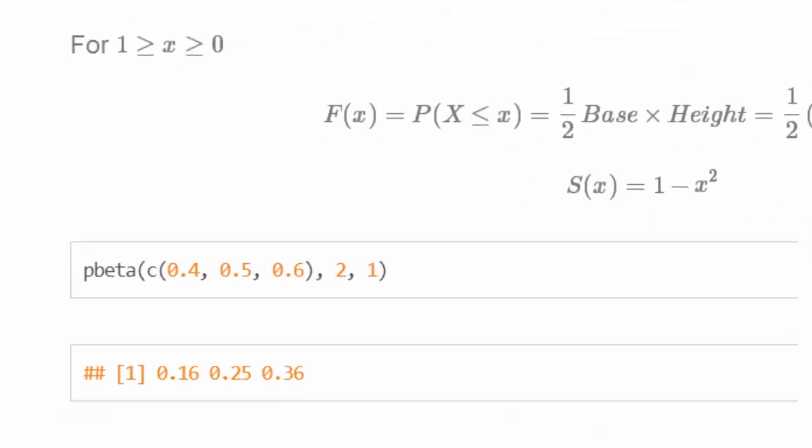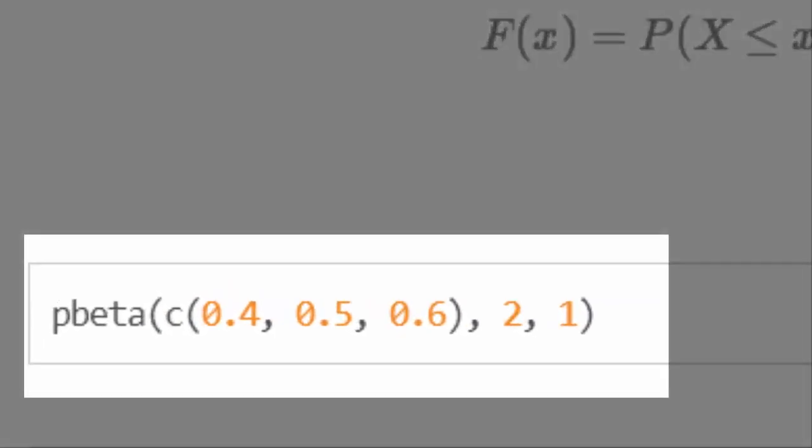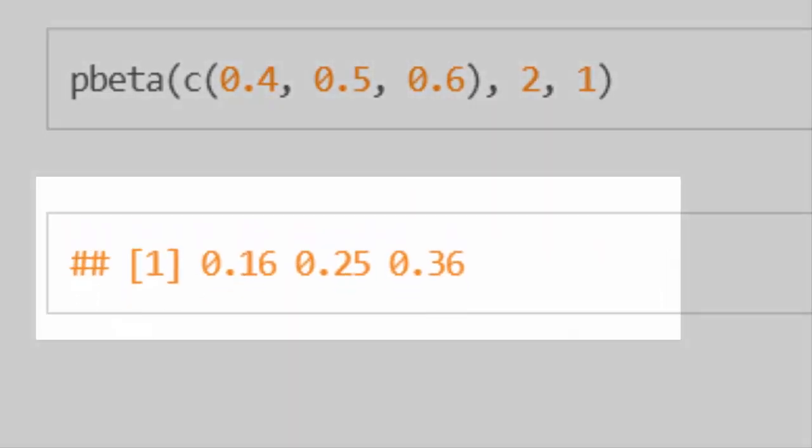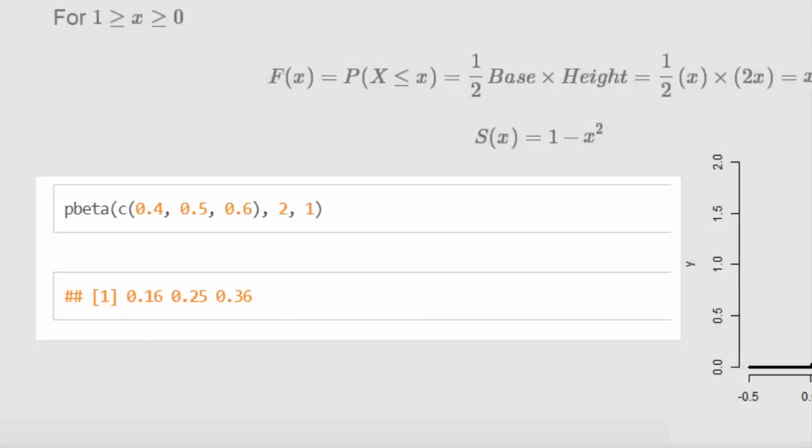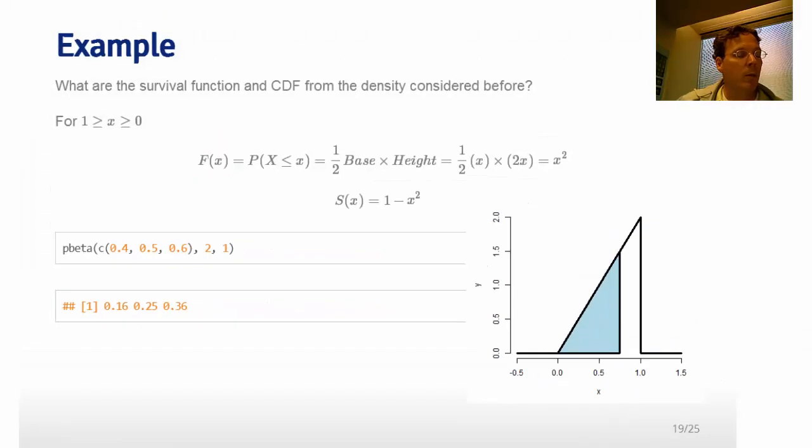Okay, so we see that here when we plug in pbeta, which is our cumulative distribution function in R, for these three values. The 2 and the 1 make it so that we're evaluating this specific beta density, and that works out to be 16%, 25%, and 36%. So the probability that 40% of the calls or fewer get answered on a given day is 16%. The probability that 50% of the calls or fewer get answered on a given day is 25%. And the probability that 60% of the calls or fewer on a given day get answered is 36%.